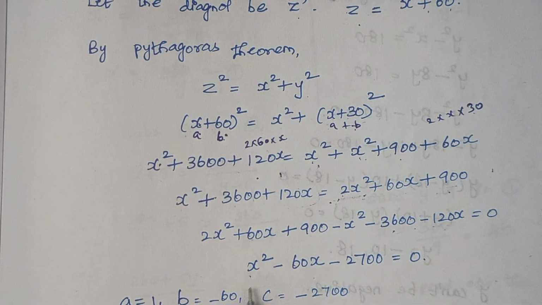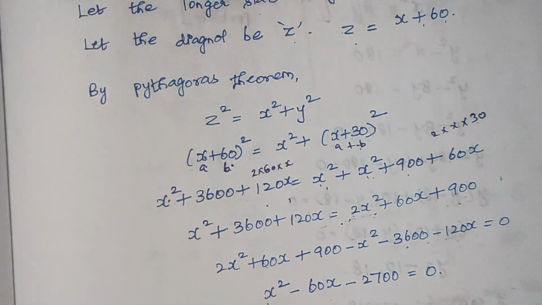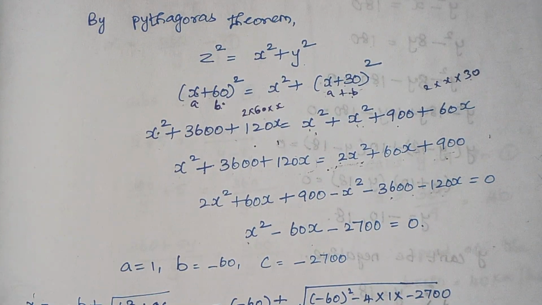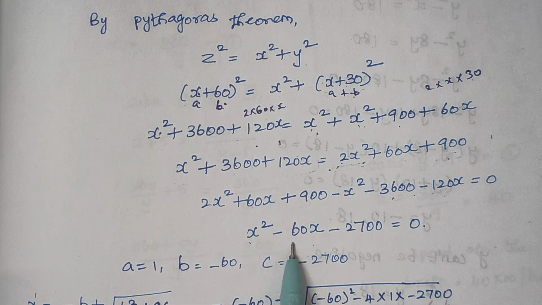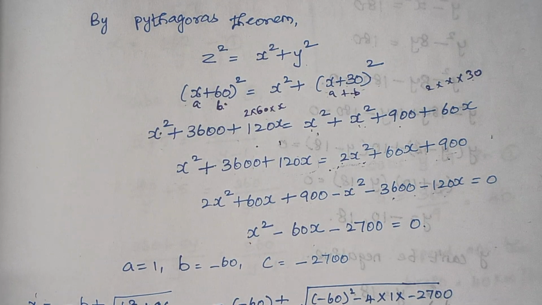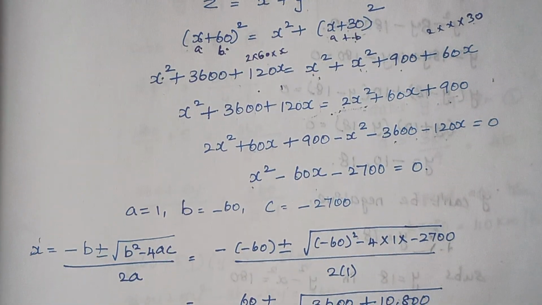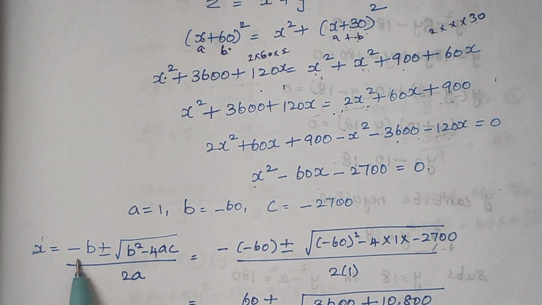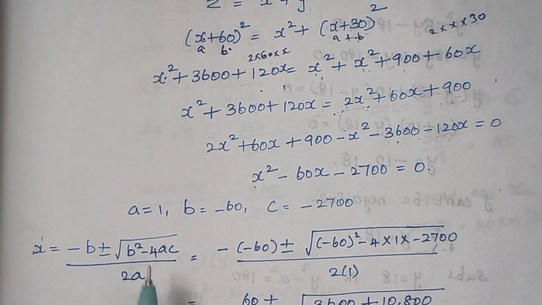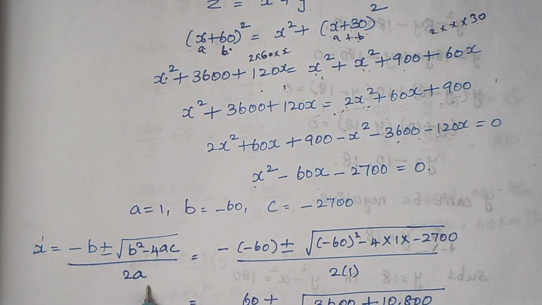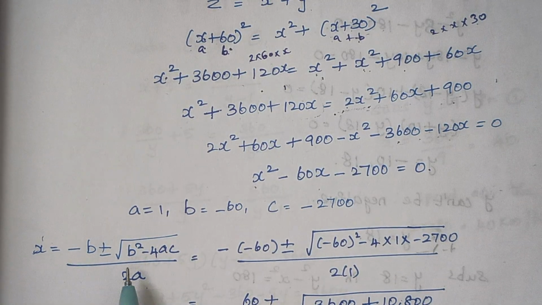Now we are going to solve this quadratic equation by using the formula. When you use the formula, the value of a is 1, b is minus 60, and the value of c is minus 2700. So what is the formula? It is x is equal to minus b plus or minus root of b square minus 4ac by 2a. We know the values of a, b and c, so just substitute here.